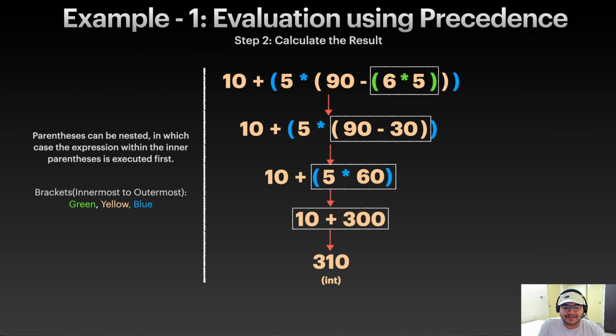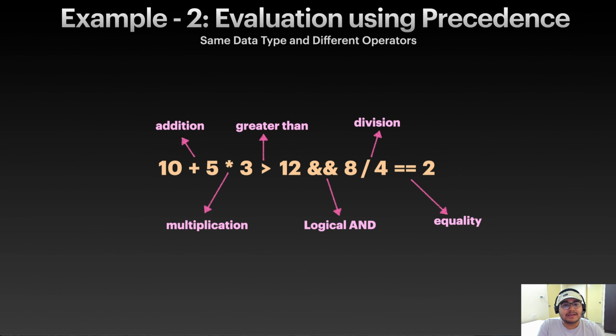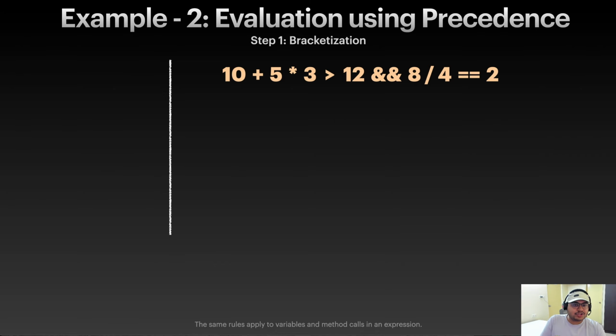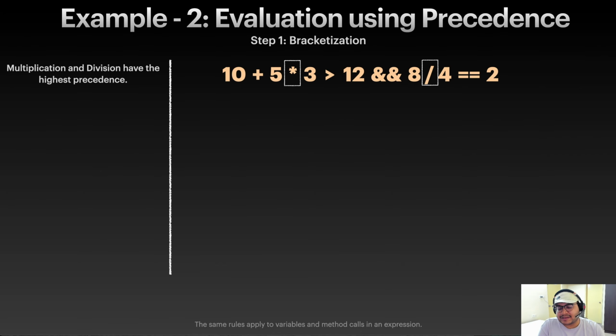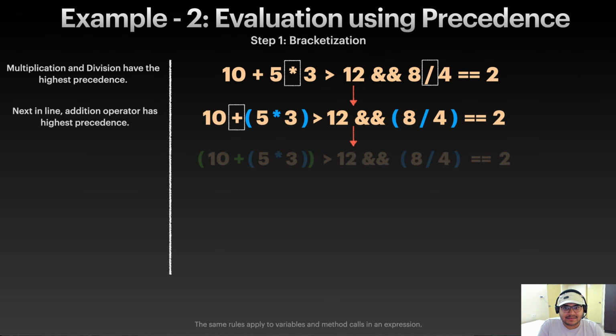Let's look at another example. Consider this expression with various operators including arithmetic, relational, logical operators. Let's evaluate it. According to the precedence chart, division and multiplication have the highest precedence amongst these operators. So we place blue brackets around them. Next, the addition operation takes place. Let's put green brackets around it.